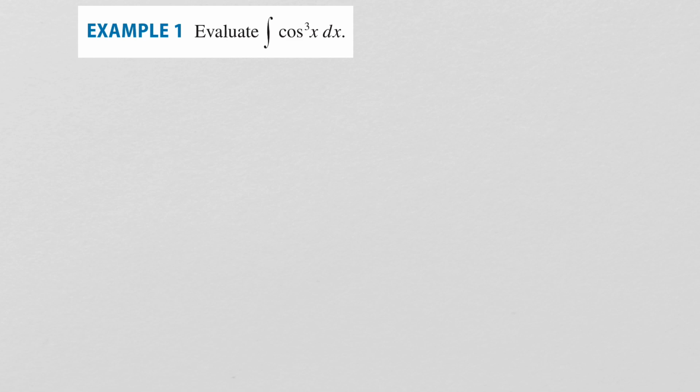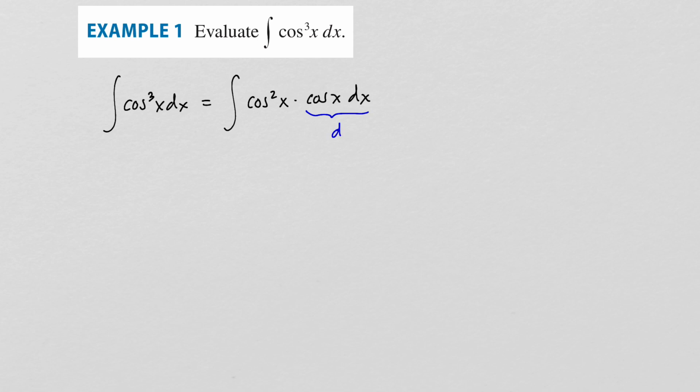Instead, what we're going to do here is rewrite the original problem by expressing cosine to the third power as cosine squared of x times cosine of x dx. Now the idea here is that I want cosine of x dx to end up being du. But for that to happen, u would have to be sine of x. But what I can do here is change cosine squared of x using the Pythagorean identity to be 1 minus sine squared of x.